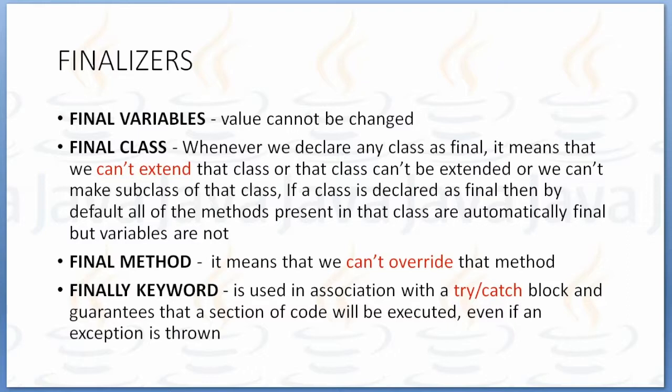Final method means that we cannot override that method. The finally keyword is used in association with a try-catch block and guarantees that that section of code will be executed even if an exception is thrown.